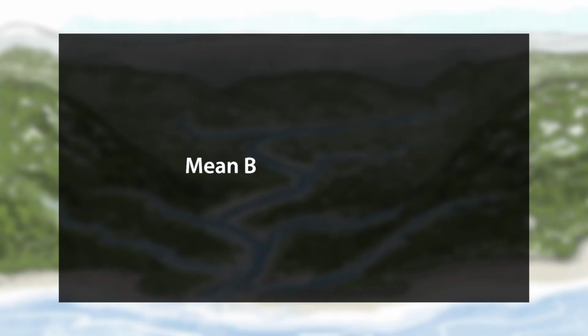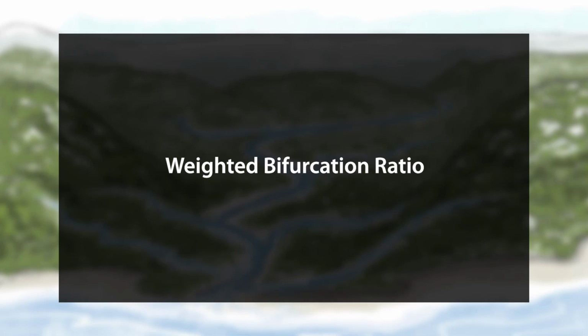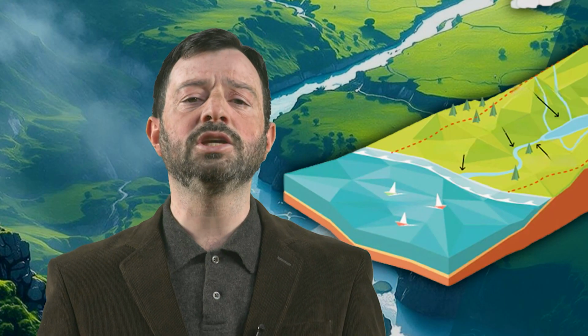Bifurcation ratio has two types, which are discussed. The mean bifurcation ratio is computed by taking the average of bifurcation ratios across all stream order pairs, and indicates the degree of network organization. Another is the weighted bifurcation ratio, introduced by Strahler to avoid distortion due to small stream segments. It gives a more reliable value by considering the relative weightage of each stream segment.